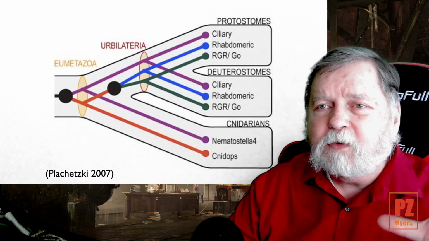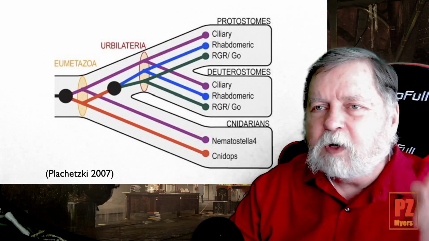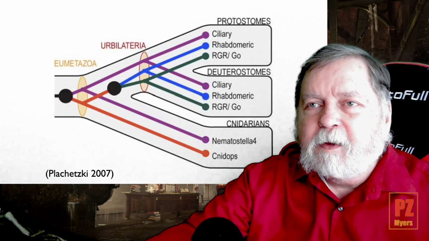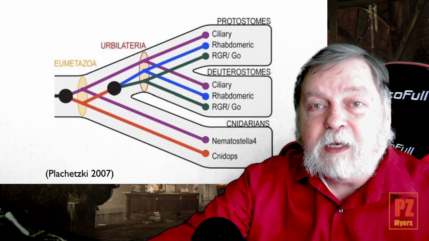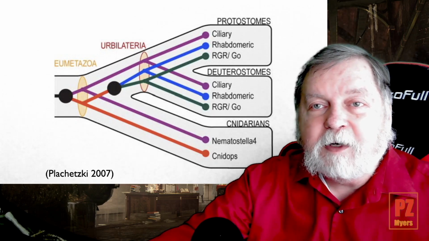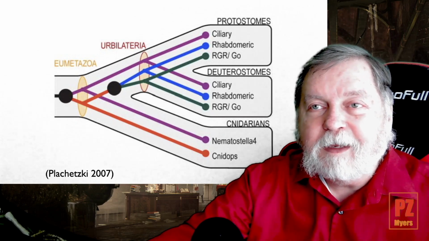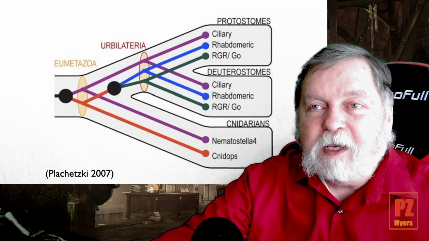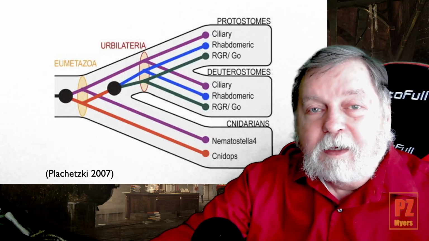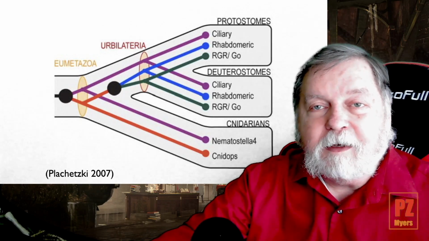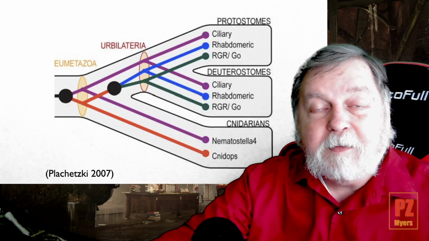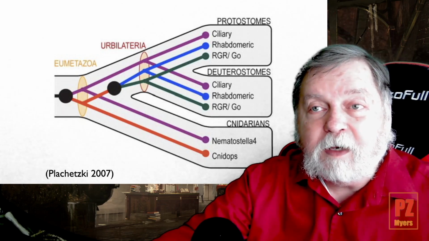I mentioned that there were three big branches. We won't worry about it too much. But here you can see the protostomes. Those are things like insects and other invertebrates, and they have ciliary and rhabdomeric opsins. Yay, that's what I just told you. Over here are the deuterostomes. We are deuterostomes, so that's things like vertebrates and echinoderms and other such things. We also have a ciliary and rhabdomeric opsin and photoreceptors in here.